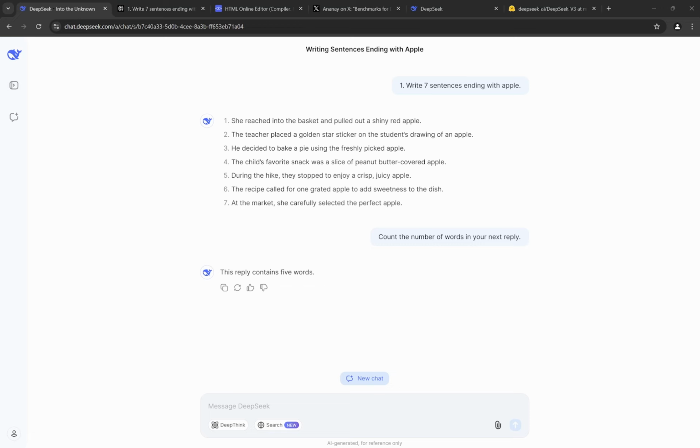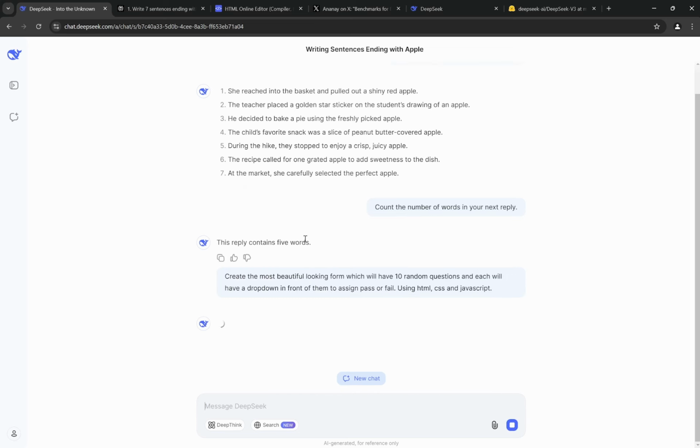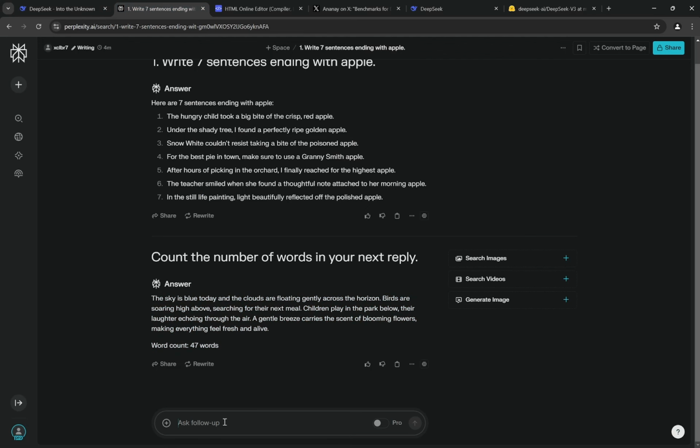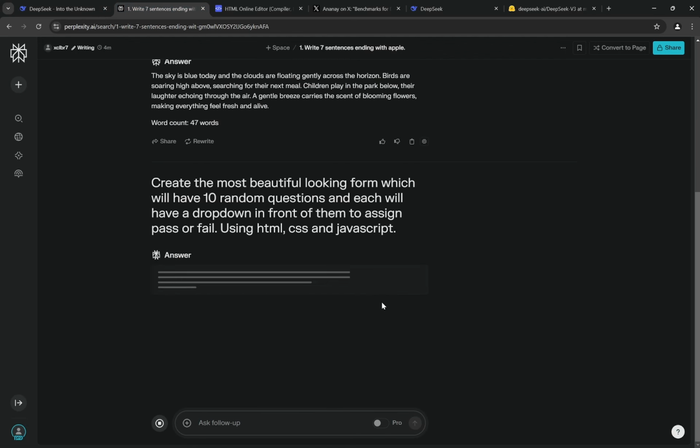Now this is going to be pretty interesting because this is a coding question. What I have given is: create the most beautiful looking form which will have 10 random questions, and each will have a drop down in front of them to assign pass or fail using HTML, CSS and JavaScript. I also need to see the creativity, because most beautiful looking form is something very subjective and depends on what it understands by it. I will give DeepSeek the same and Claude Sonnet the same.